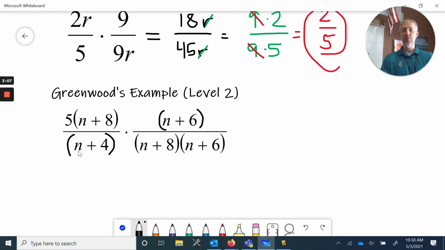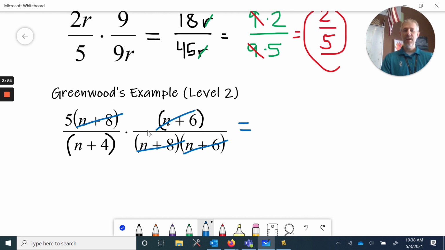So n plus 4, 1 goes into both things, but that's it. So I grouped it. Same thing here with the n plus 6. Now we're looking for identical factors top and bottom. So I notice I've got an n plus 6 here on top and bottom. I notice I've got an n plus 8 here on the bottom, 1 up here on the top.